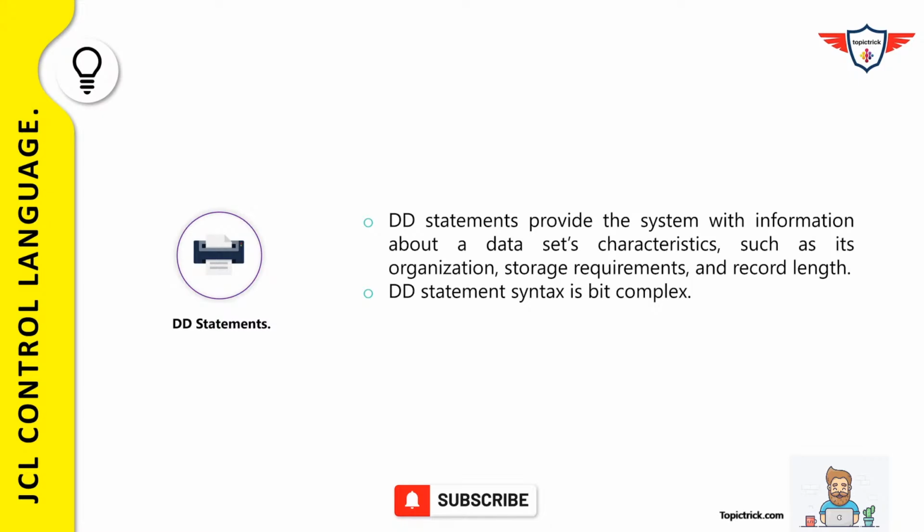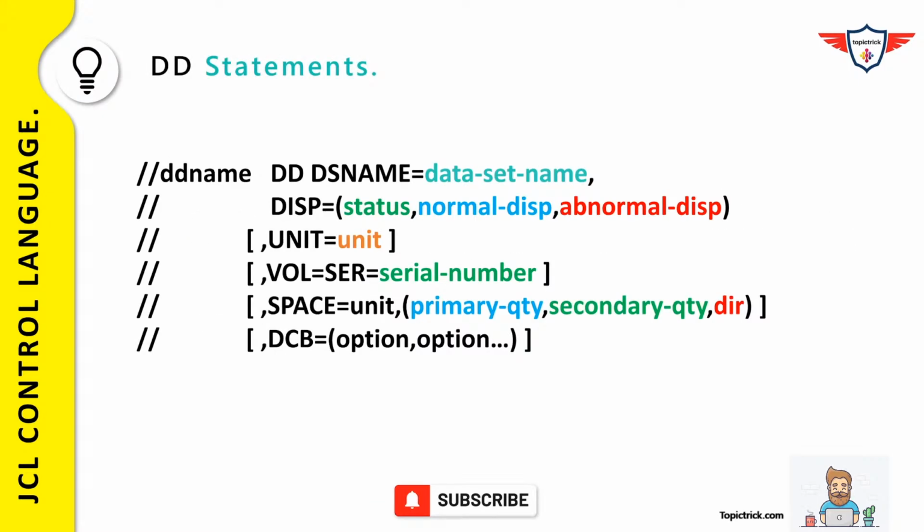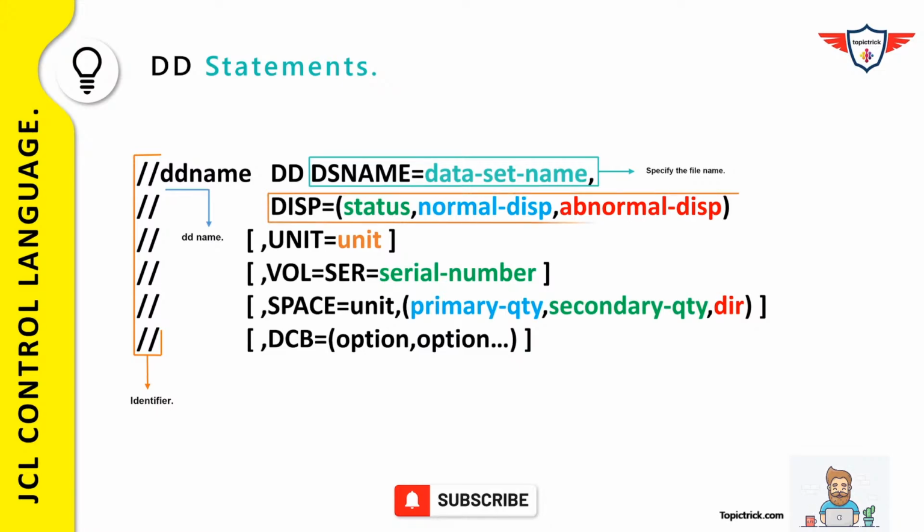Now let's focus on the different parameters that you generally include when you're writing a DD statement. The syntax of DD statement begins with an identifier. Then you have DD name, which is actually a symbolic name of a dataset that you are accessing in your program. After that, you have DD as an operation field, and then you have DSN name. DSN name is used to specify the file dataset name. The next parameter is the disposition parameter, and it is used to describe the status of a dataset, and the processing of a dataset at normal and abnormal termination of the job.